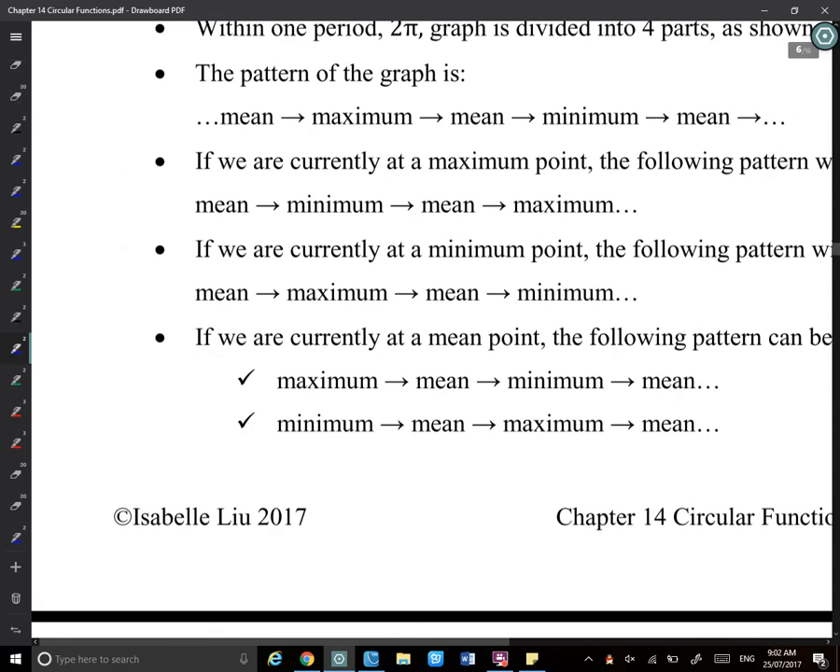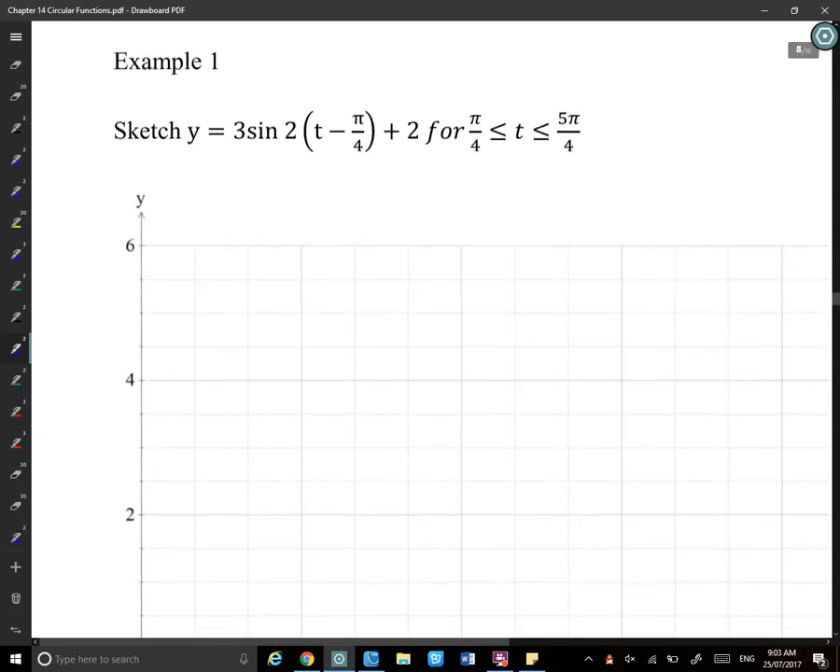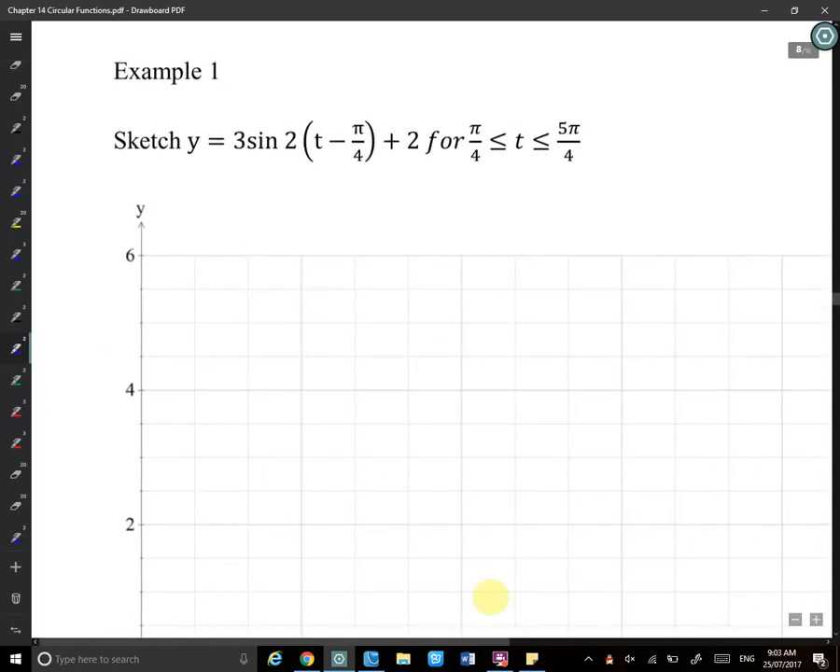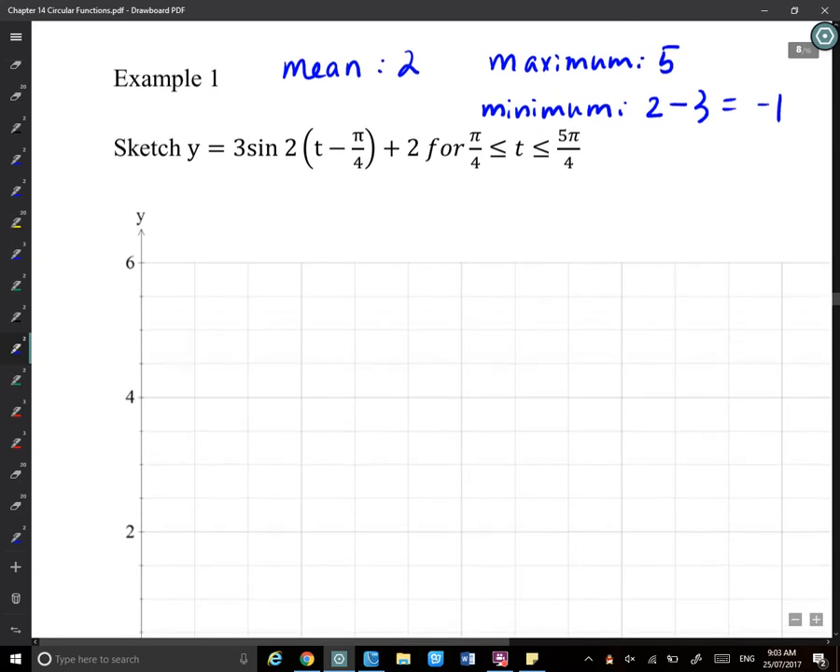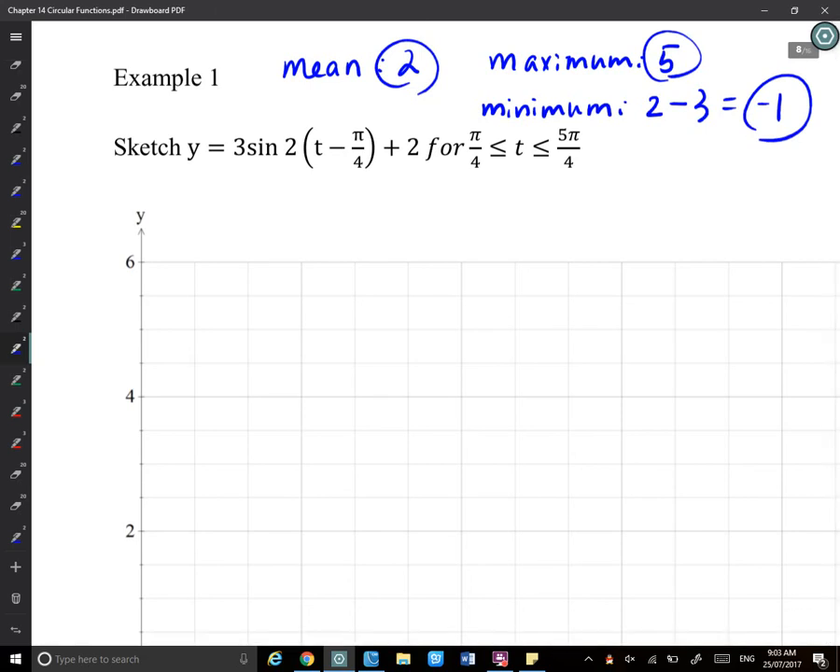So quickly, let's look at this example. In example 1, the mean value will be 2. The maximum value will be 5, which is 2 going up by 3. The amplitude is 3. And the minimum will be 2 subtract 3, which gives you -1. So the three lines will be 2, 5, and -1. The middle is 2, the max is 5, and the minimum is -1.